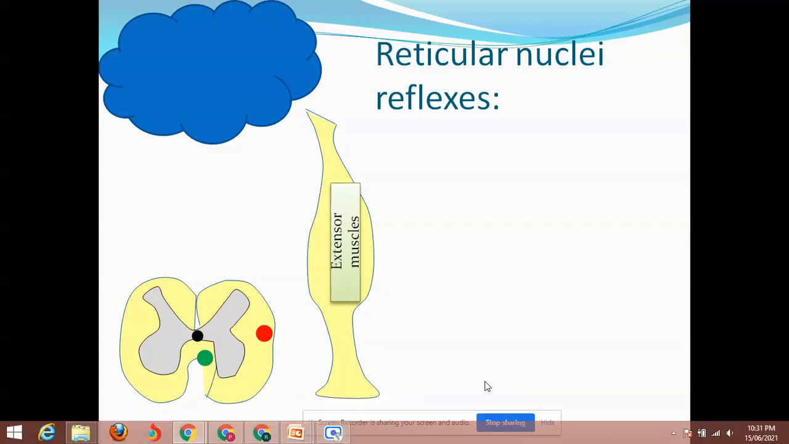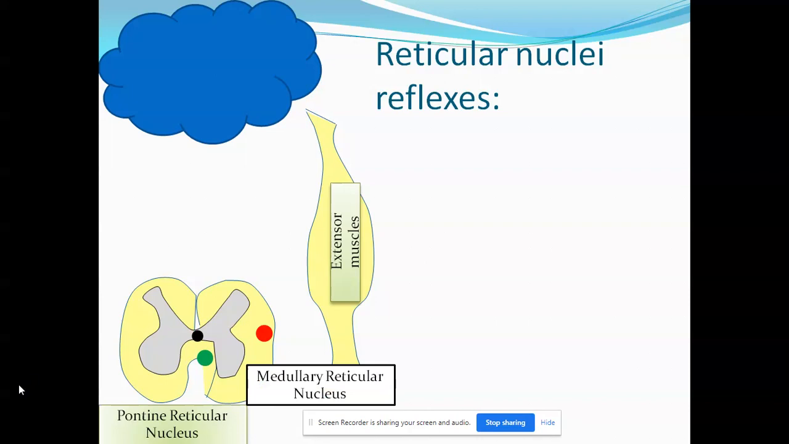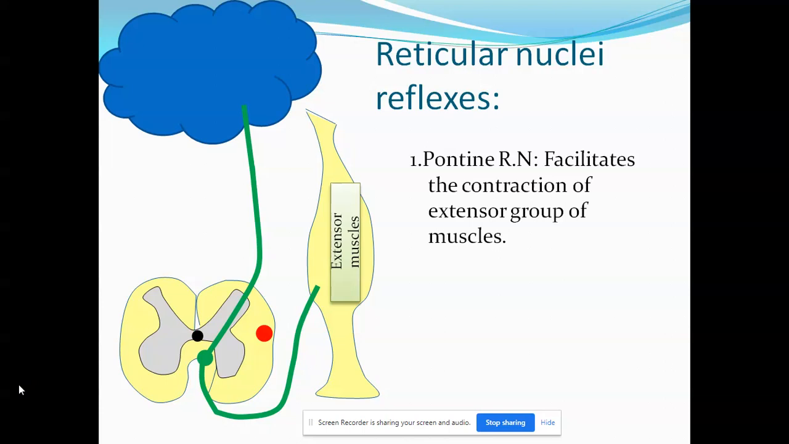So the green one, as I already told, is facilitatory, which is nothing but pontine reticular nuclei. The red one is inhibitory, nothing but medullary reticular nuclei. So the stimulus is taken from the brain, passed through the pontine reticular nuclei, further to the extensor muscle, which facilitates the contraction of the extensor group.